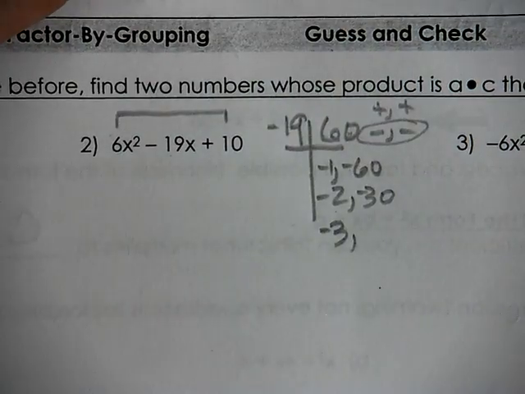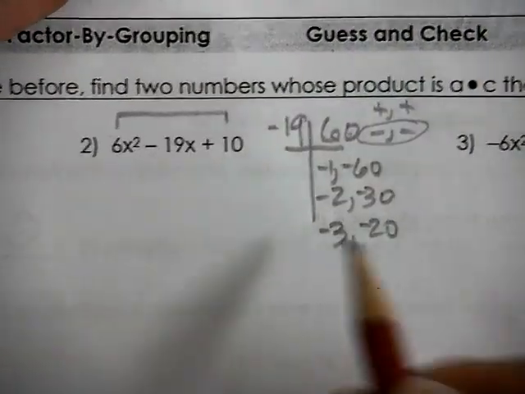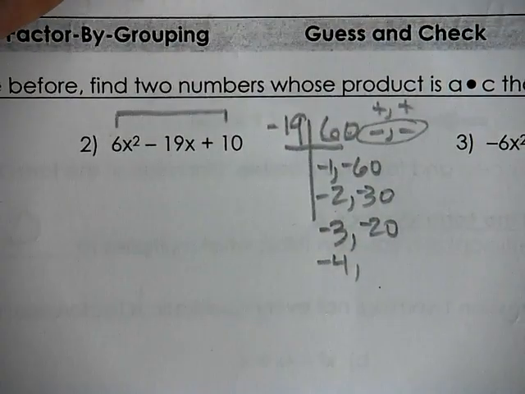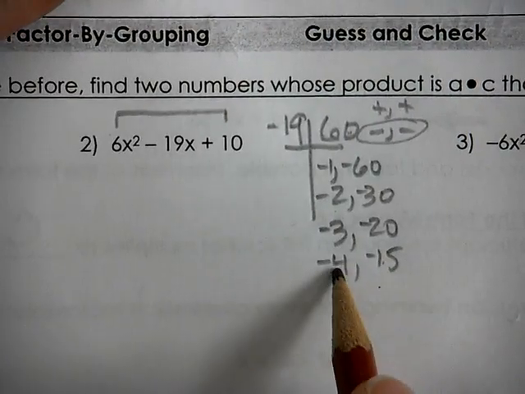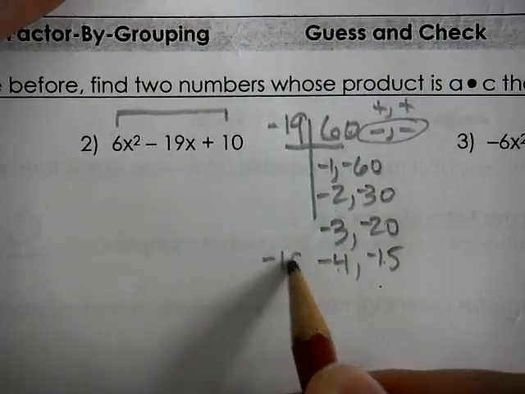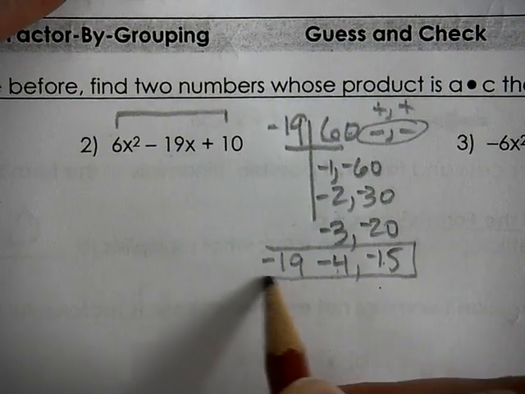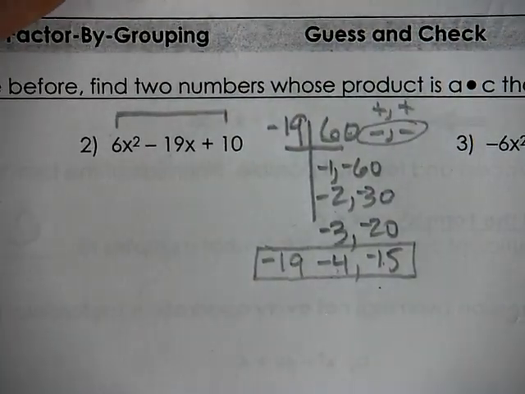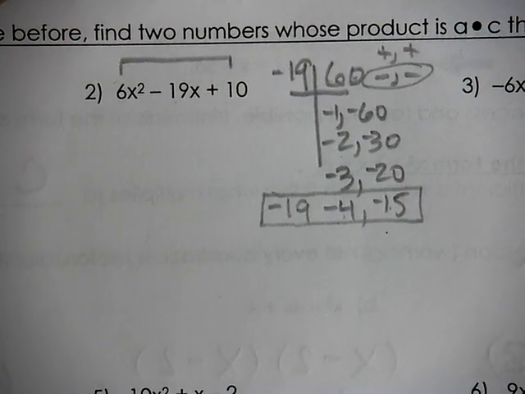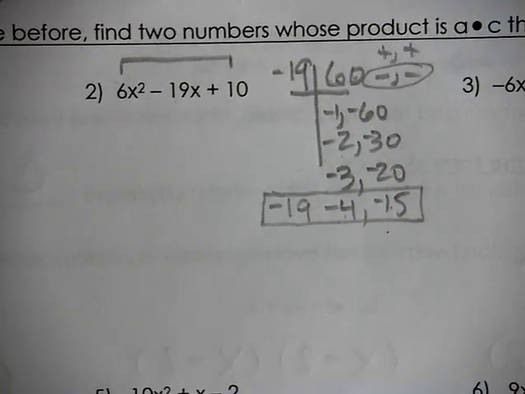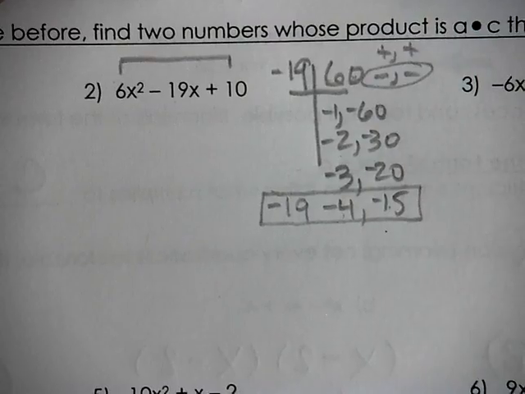How many times does 3 go into 60? 4. How many times does 4 go into 60? 15. Hey, wait a minute. Those two add up to be negative 19. If those two add up to be 19, we don't need to keep going. We already figured it out. If you knew it in the very beginning, you could just use it. You don't have to make the whole list. But if you're not sure, don't sit around and try to figure it out for too long. Just make your list and you'll find it.